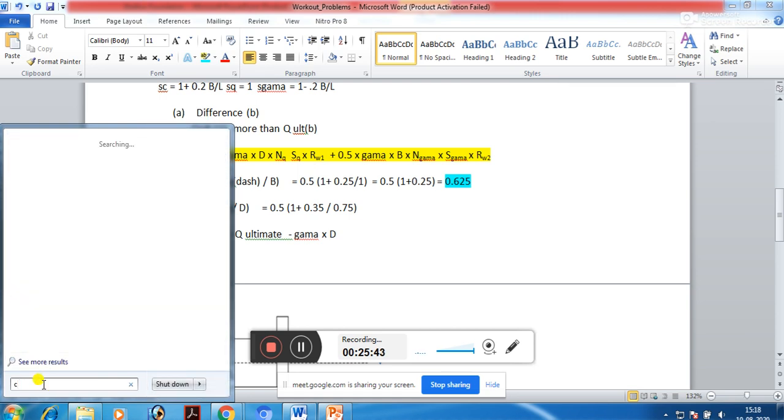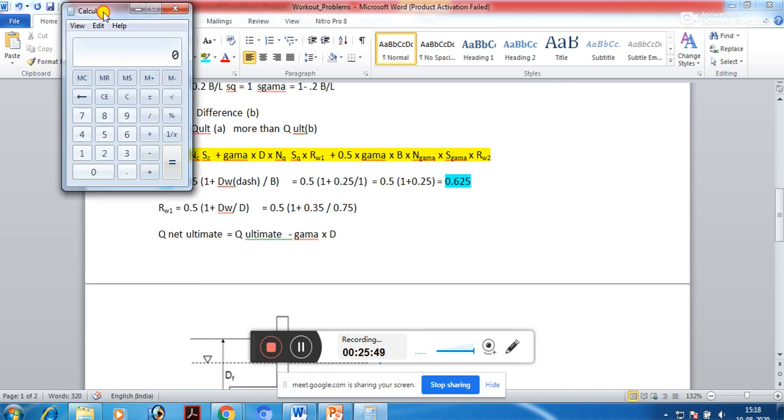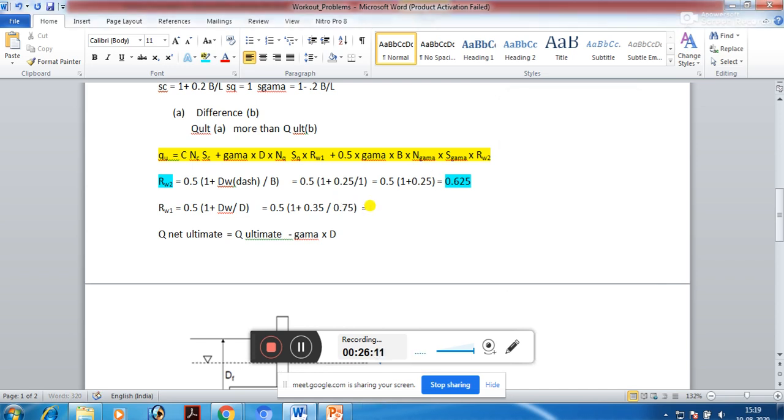So let's calculate what will be the value. It is going to be 0.35 by 0.75, equal to this, plus 1 equal to this, multiplied by 0.5, that is going to be equal to 0.73. Absolutely correct. Okay, so have you got this point? So this RW1 value is going to be 0.73.